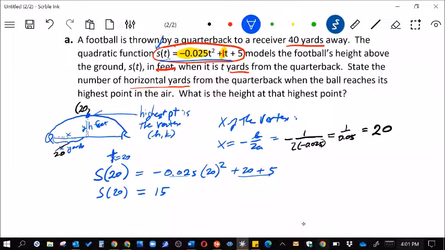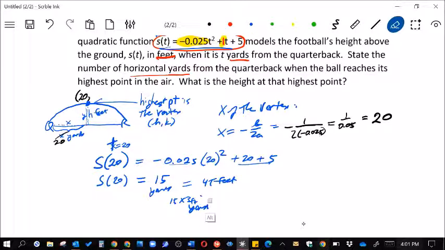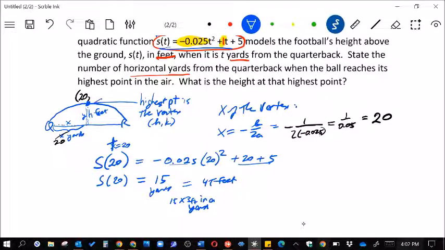If you multiply that out and add 25 to it, you get the number 15. That's in yards, so in feet, that's 45 feet: 15 times 3 feet in a yard.